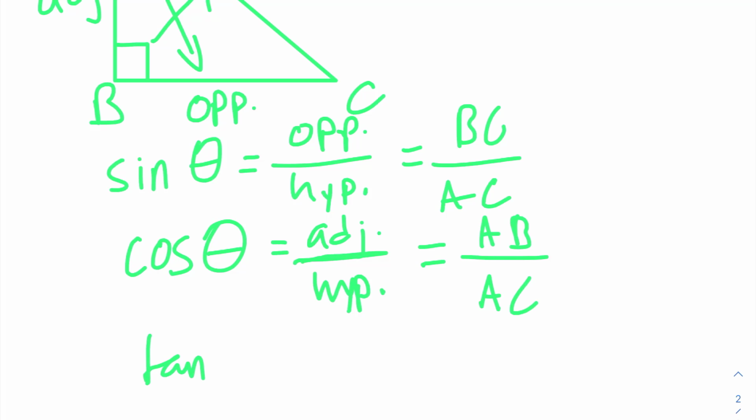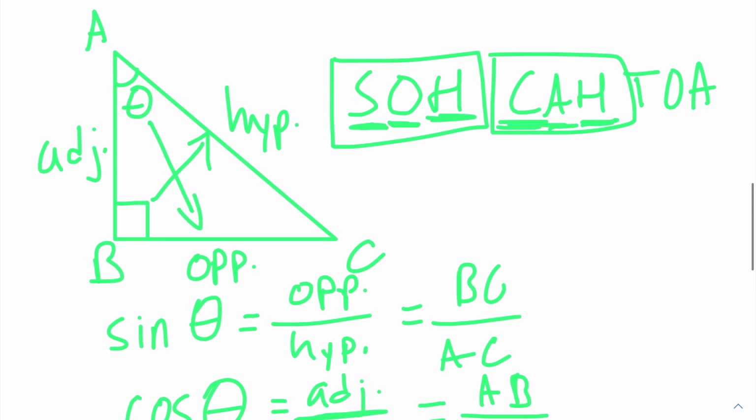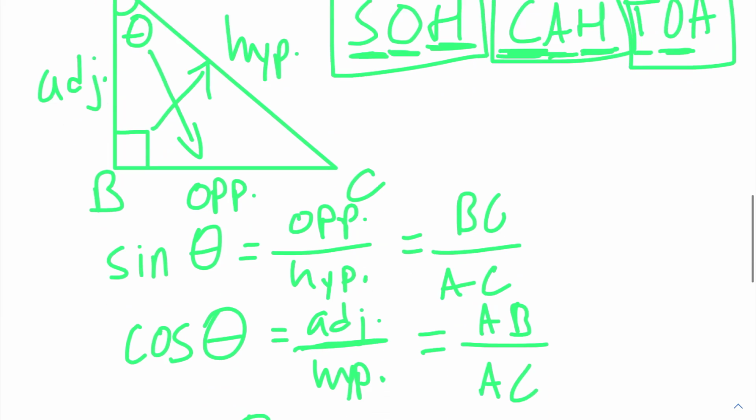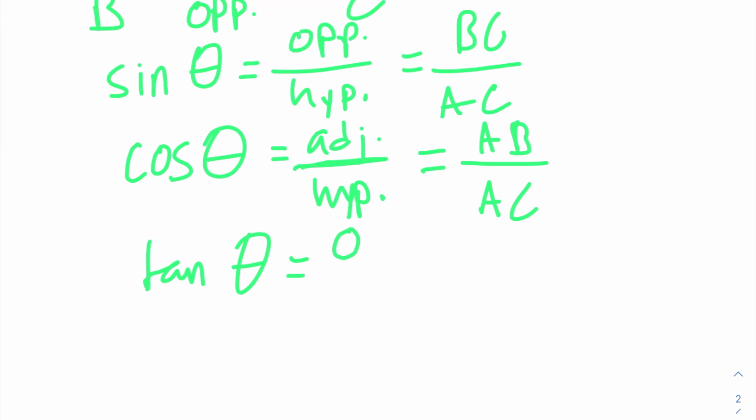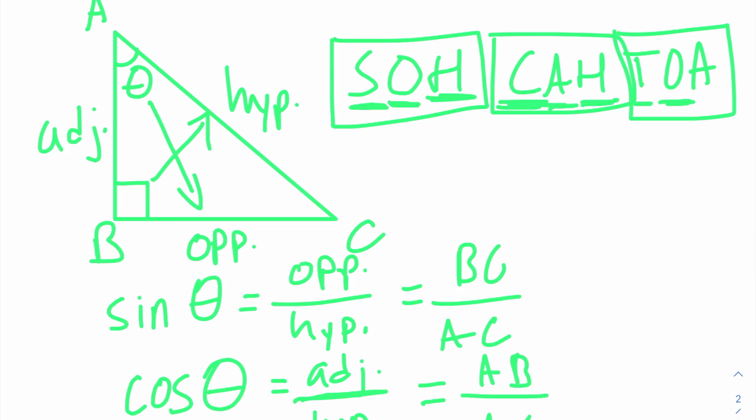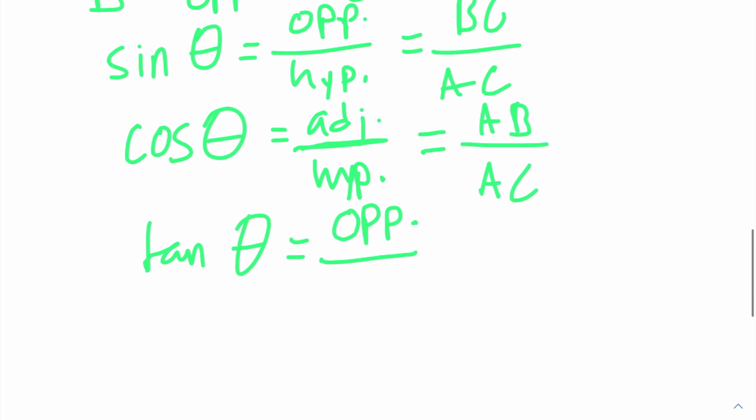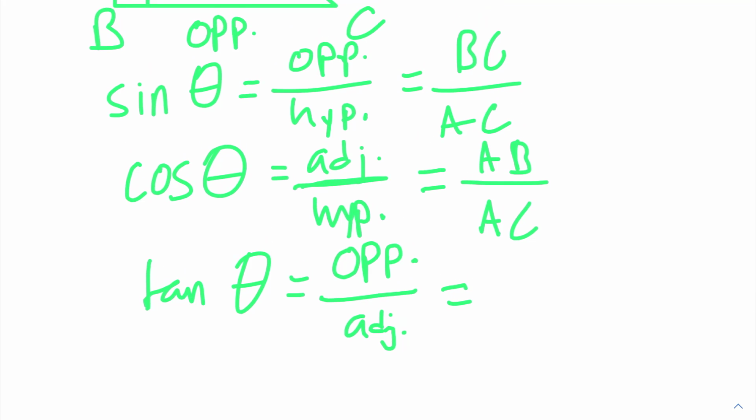And tangent of theta, we know, is opposite because of the O. The O is the second letter. So it's equal to the opposite over the third letter, which is A, so the adjacent. So opposite over adjacent. And we know the opposite is BC. We see it right here. And the adjacent is AB. So tangent of theta is equal to BC over AB.